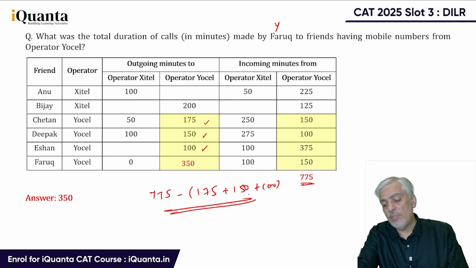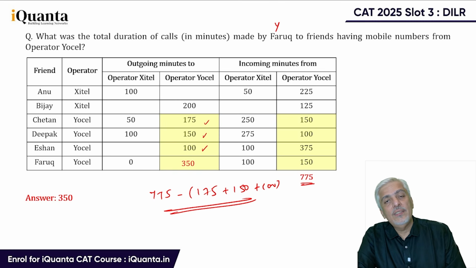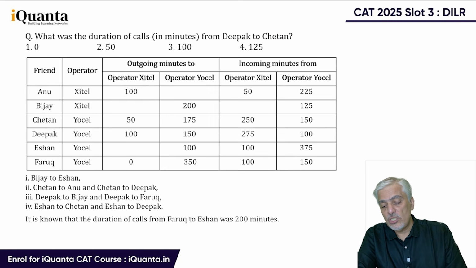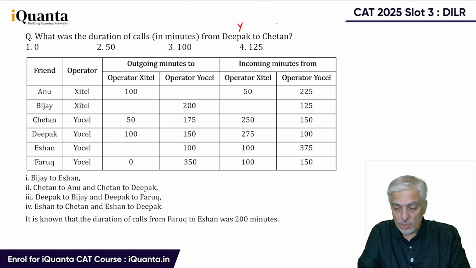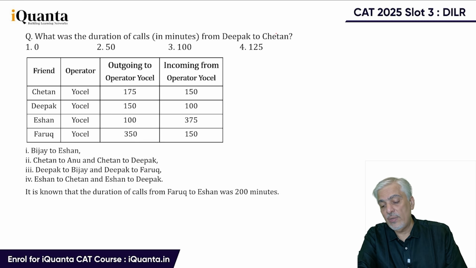Again, we got something very quickly. Understand this. This is where the set was. The set was very doable. 3 questions, very straightforward we got. Yes, last question was difficult. Pay attention carefully. Duration of calls from Deepak to Chetan. Deepak is also type Y, Chetan is also type Y. So we will concentrate only on Y and Y again.